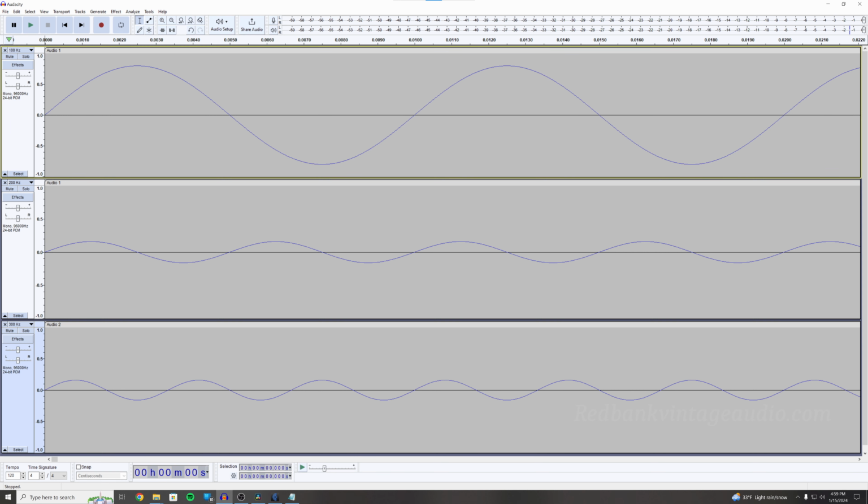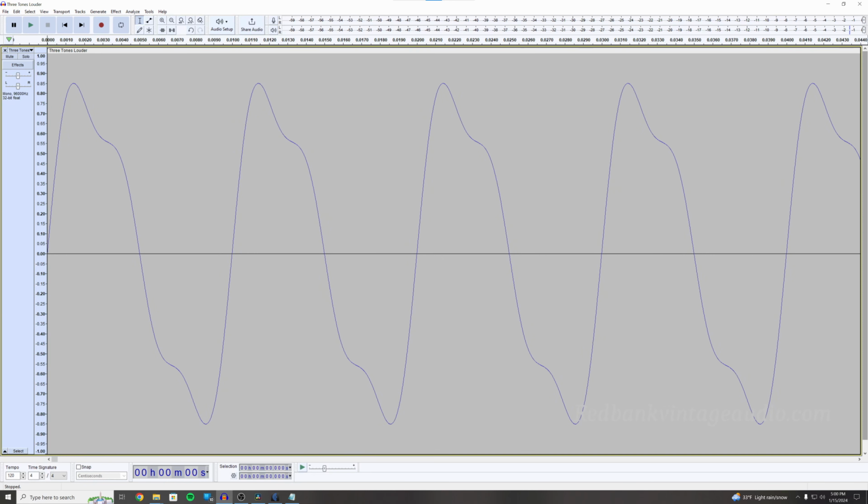Here's what that waveform looks like. That's about 5% total harmonic distortion, equally split between the second and third harmonic. We'll switch back and forth a few times to let you hear the difference.